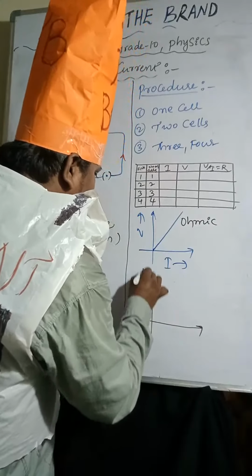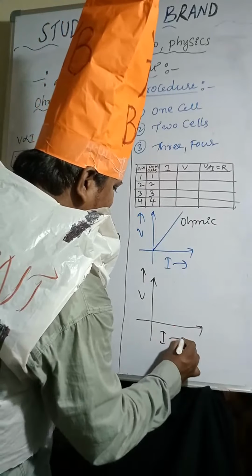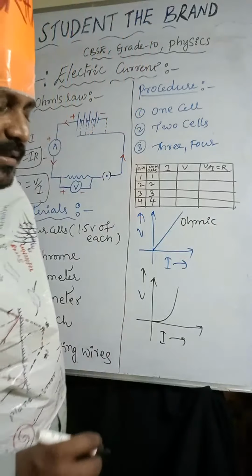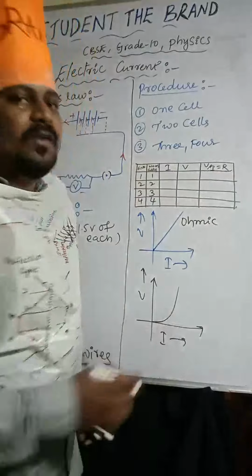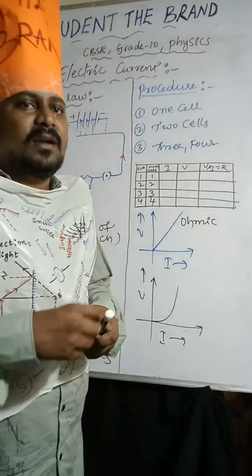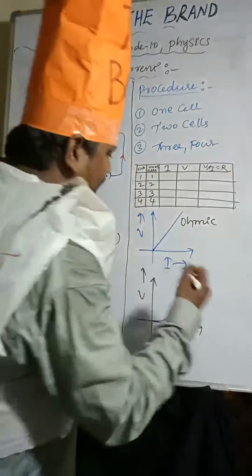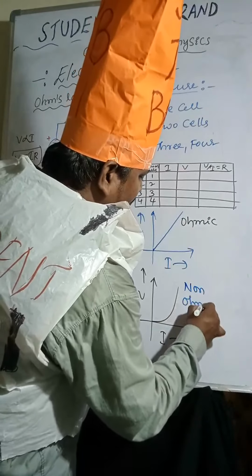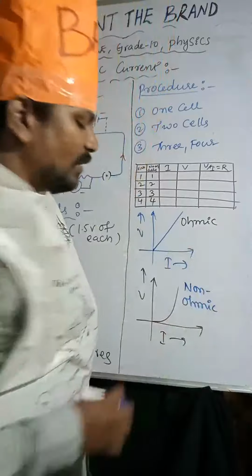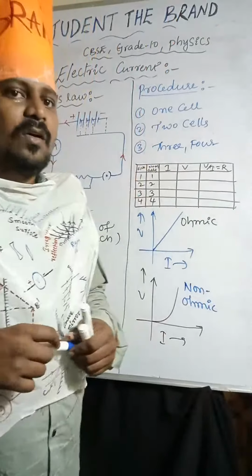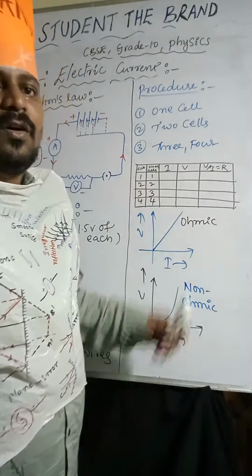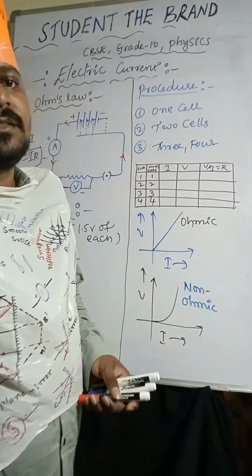So V on y-axis, I on x-axis, the graph is like this. This is for non-ohmic conductors. I hope it is very clear to all: ohmic conductors and non-ohmic conductors.